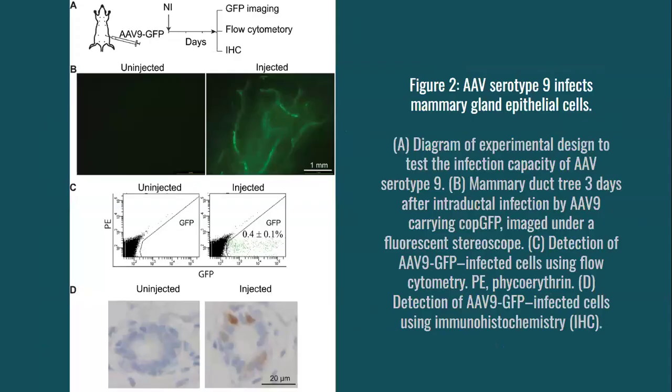So here you can see a picture where AAV serotype 9 infects the mammary gland epithelial cells. What you can see from here is that this method was actually successful in causing tumorigenesis in the mammary gland.